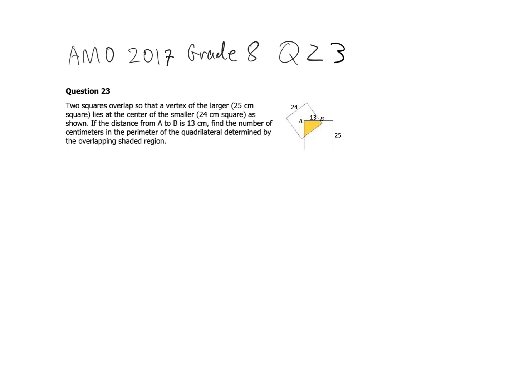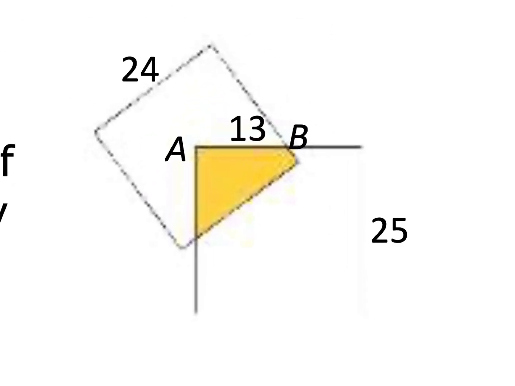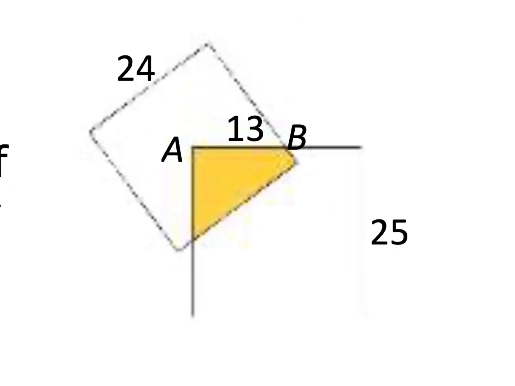Let's start. Question 23. Two squares overlap so that a vertex of the larger 25 cm square lies at the center of the smaller 24 cm square as shown. If the distance from A to B is 13 cm, find the number of centimeters in the perimeter of the quadrilateral determined by the overlapping shaded region. So now this problem requires us to zoom in on this screen picture here.